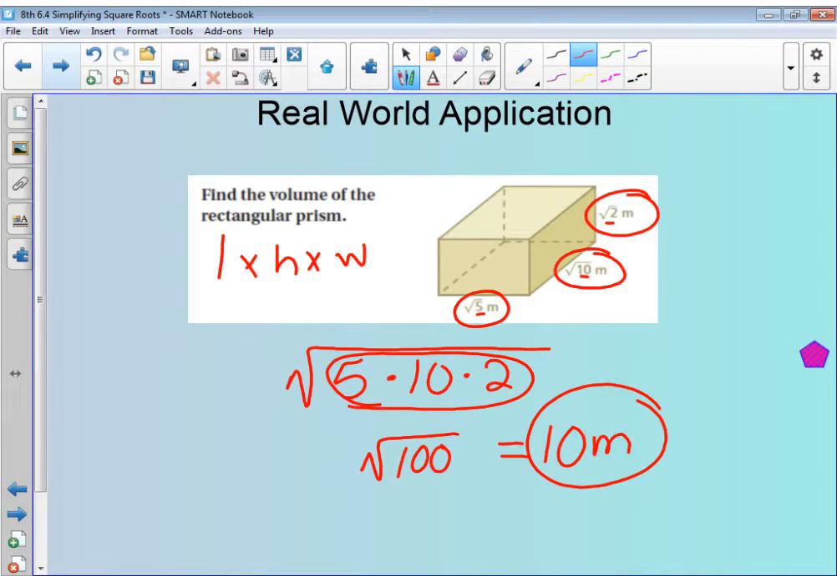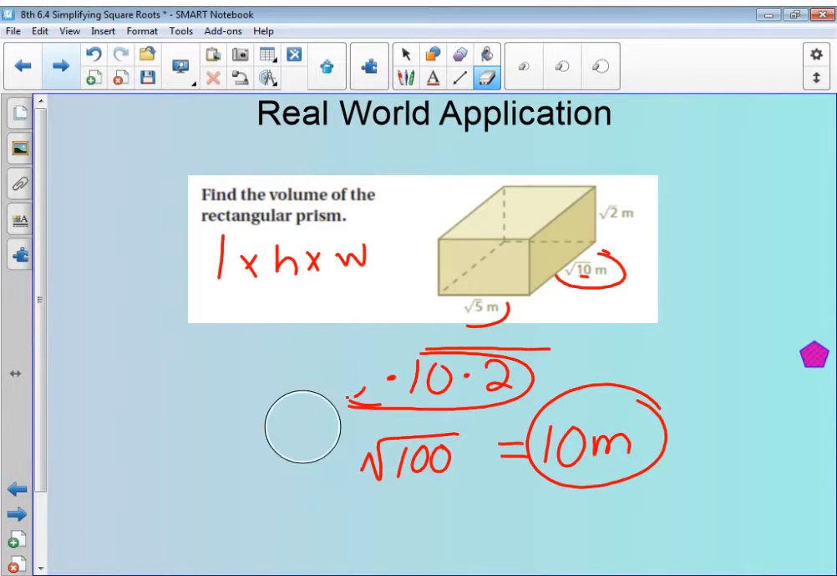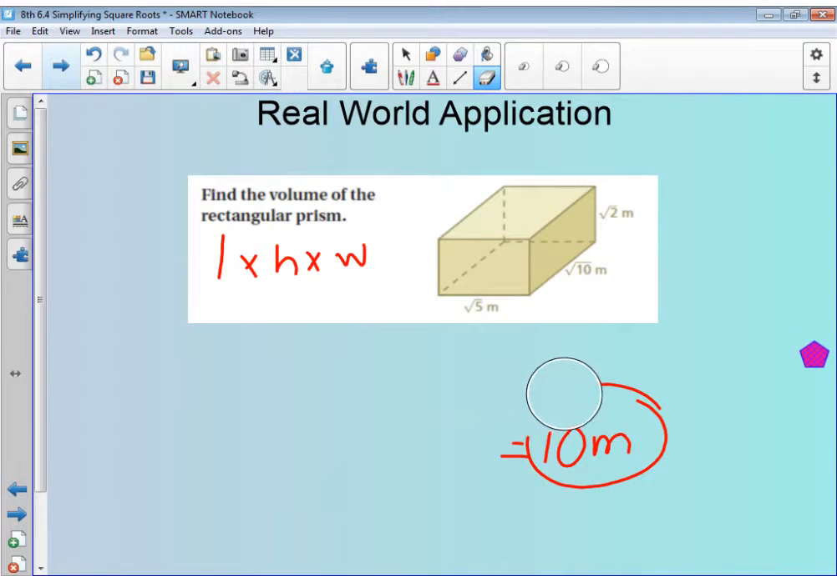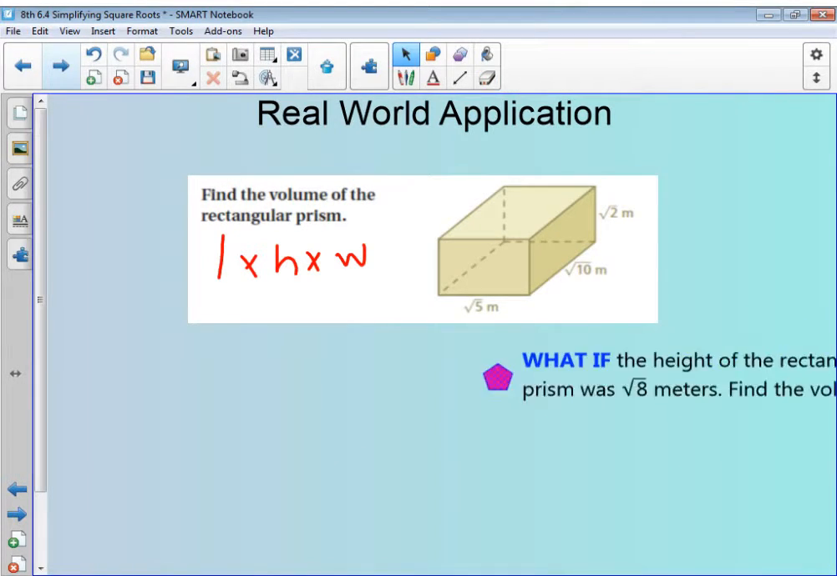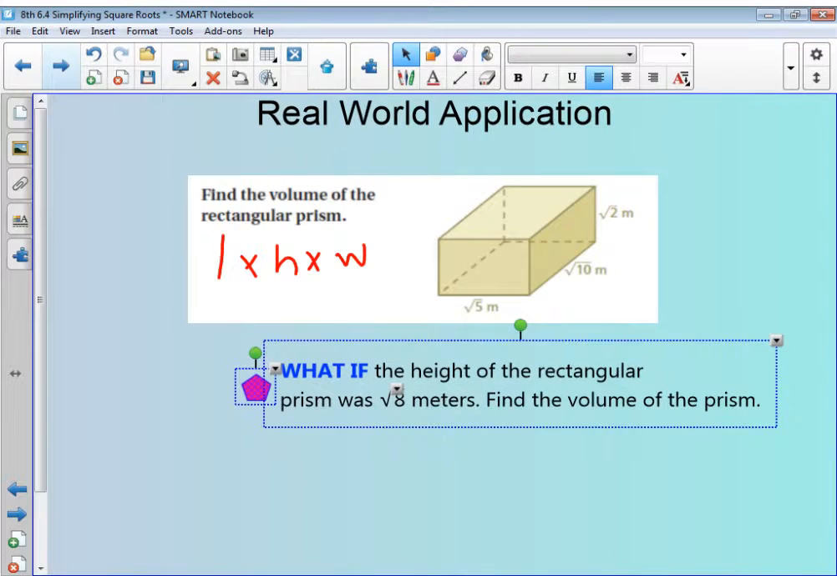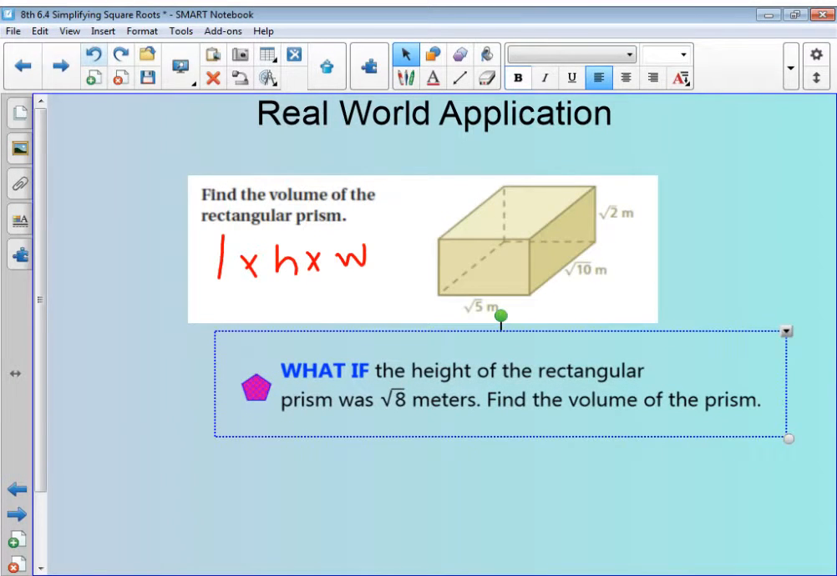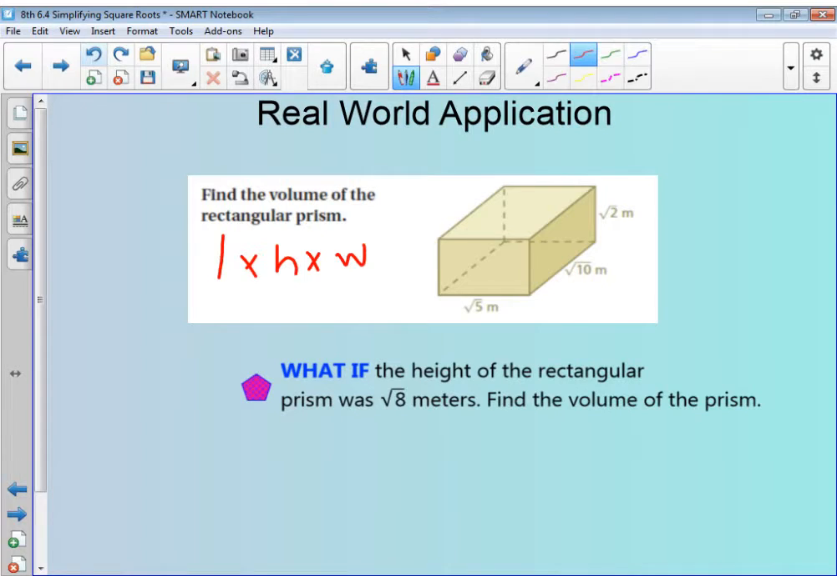Okay, so let's try one more of these. I'm just going to change one of these numbers. So instead of that 2, let's change it to an 8. What if I change the height, this right here, to an 8? So this is going to be the square root of 8.